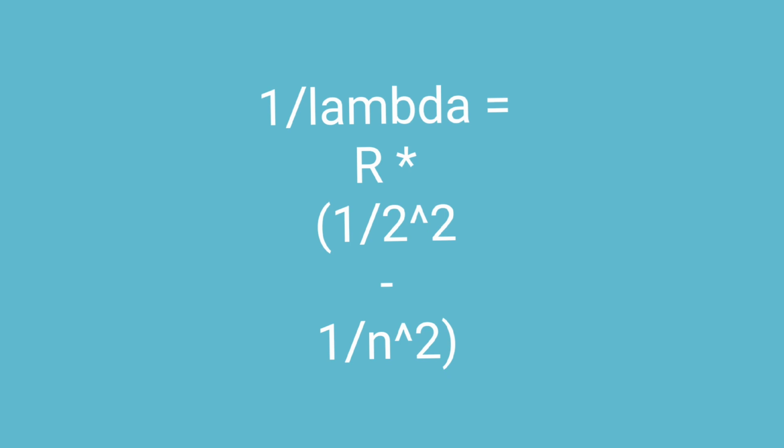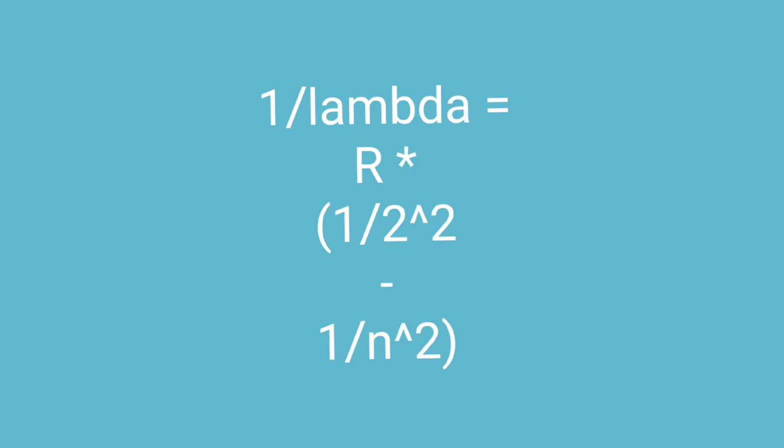1 by lambda is equal to 1.097 into 10 raised to 7 into 1 by 2 squared minus 1 by 3 squared meter raised to minus 1. This in turn is equal to 1.522 into 10 to the power 6 meter raised to minus 1. The reciprocal of this value gives the value of lambda, that is equal to 656.3 nanometer. For n is equal to 4, one obtains the wavelength of H beta line, etc.